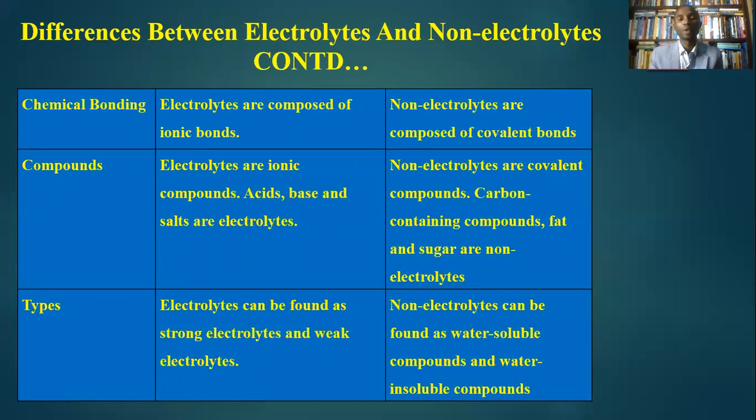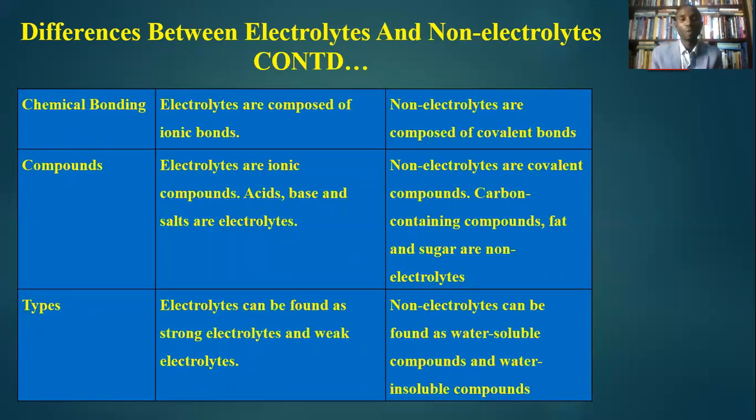But for non-electrolytes, we have covalent compounds, carbon-containing compounds, like fats, sugar, and all of that we talked about before, both ethanol and the hydrocarbon compounds. These are non-electrolytes because they do not do what electrolytes do, as we have stated before.